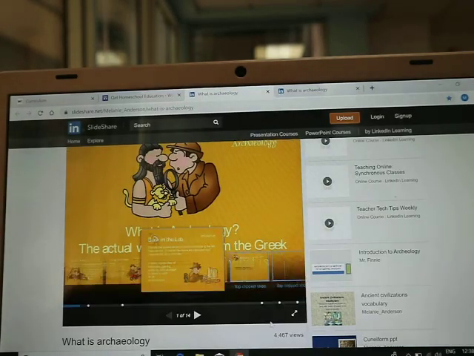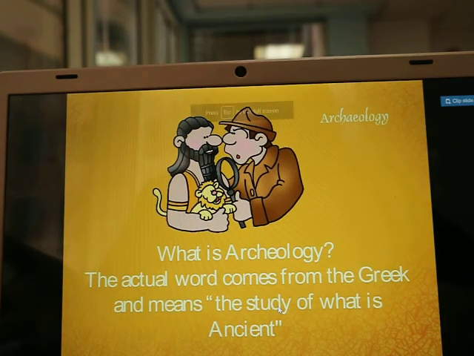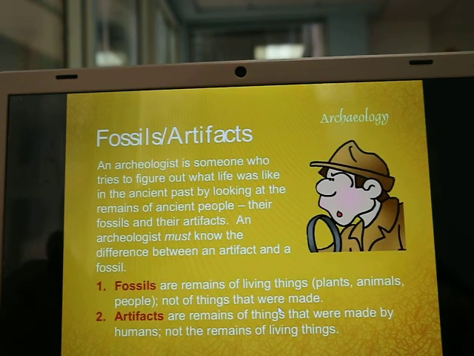Archaeology. Okay, do you remember what is archaeology? It is a study. The actual word comes from the Greek and means the study of what is ancient. So, an archaeologist, the one doing the job of archaeology, is someone who tries to figure out what life was like in the ancient times. So simply saying, they are the ones who like to go dig in the past, okay?